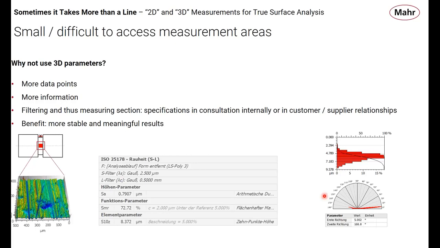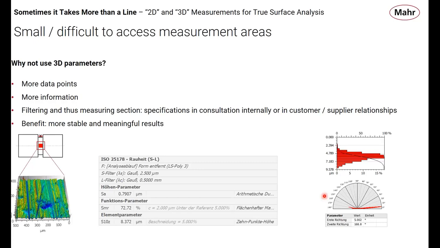If your customer is calling out RA on this drawing where you can't do RA, you're going to have a discussion with the customer about that anyway. You're going to have that discussion. Look, you really can't have that on the drawing, or how do you expect us to do this? You have to have that discussion anyway. You might as well have the discussion of, look, instead of using ISO 4287, let's use ISO 25178 and SA.